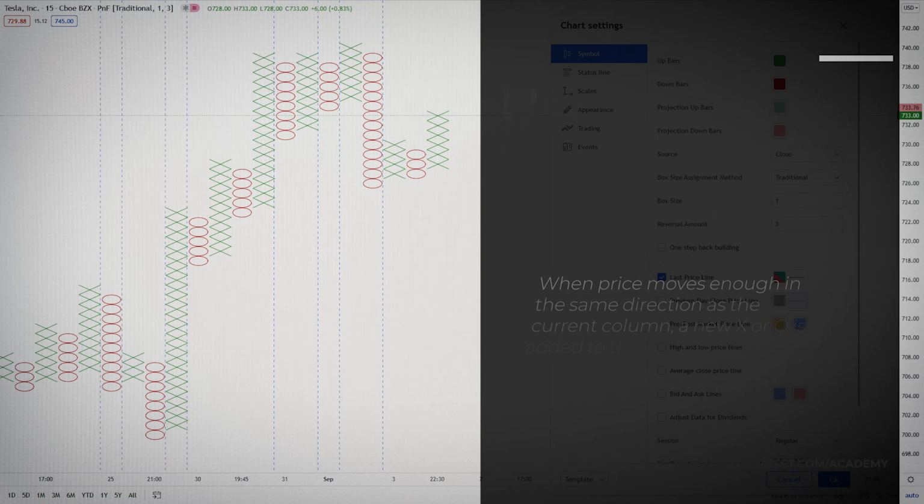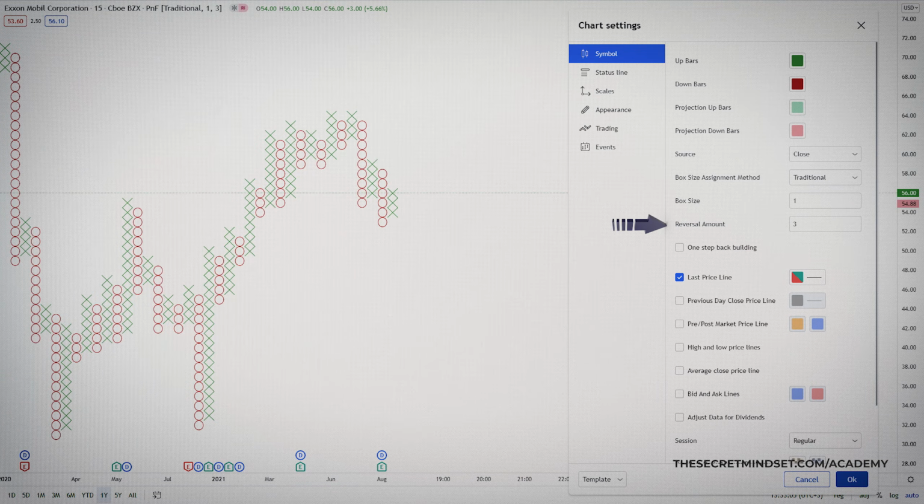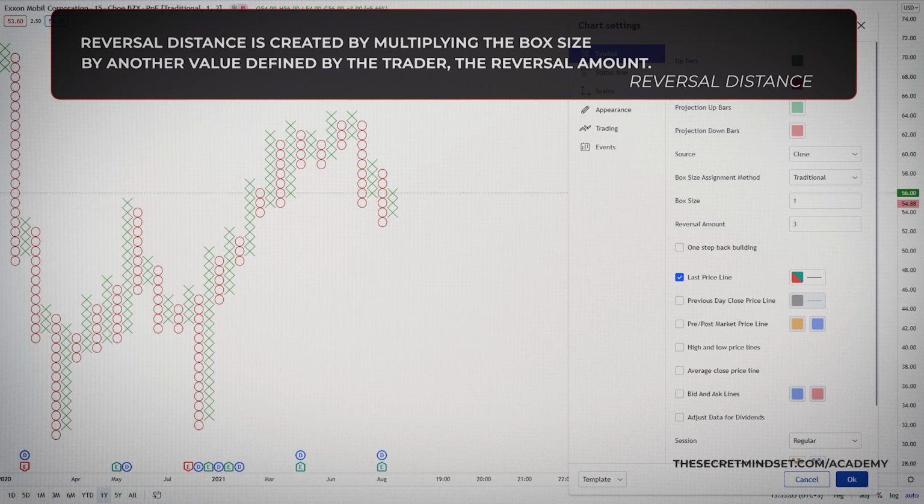When price moves enough in the same direction as the current column, a new X or O is added to that column. When price closes far enough away in the opposite direction, a new column begins with either an X or an O, the opposite of the previous column. The amount that price must move is determined by the reversal distance. This value is created by multiplying the box size by another value defined by the trader, the reversal amount.